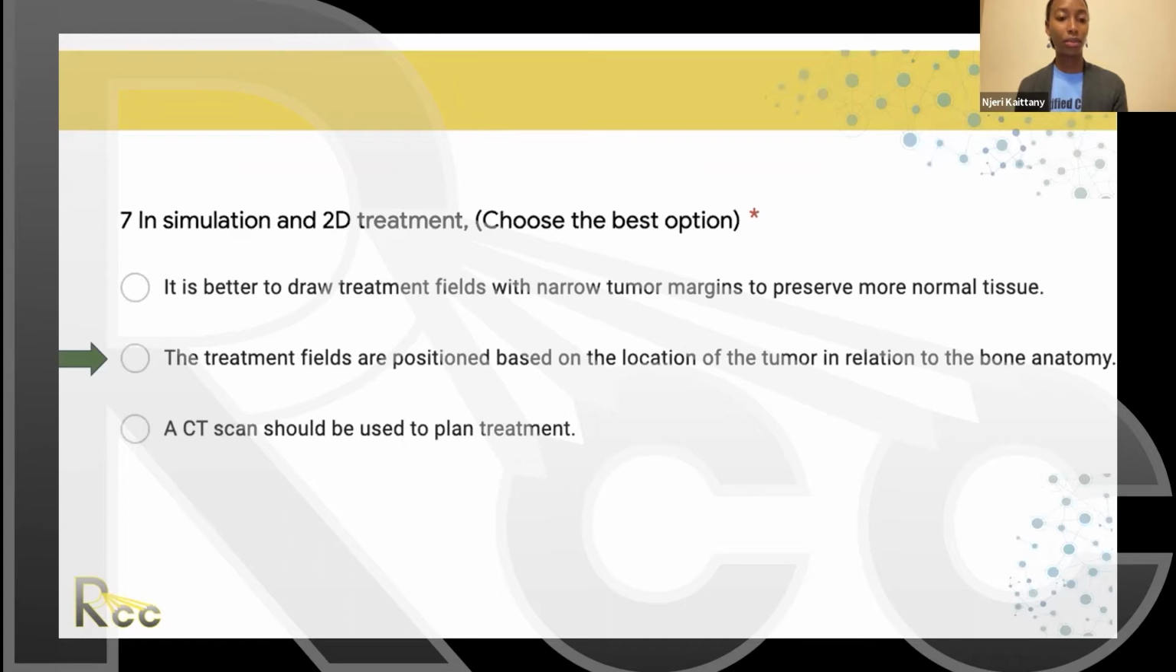Okay, and the answer would be B in this case. The treatment fields are positioned based on the location of the tumor in relation to bony anatomy. If you're just doing a 2D kind of treatment, for example, an AP/PA, you can use bony anatomy for location of your tumor. So that would be more than enough.